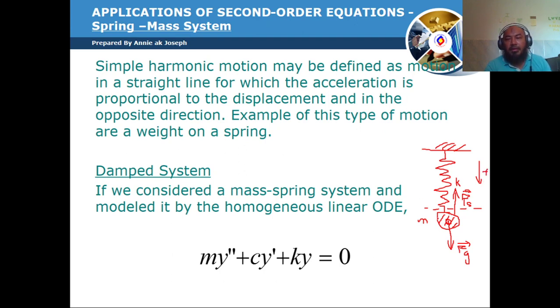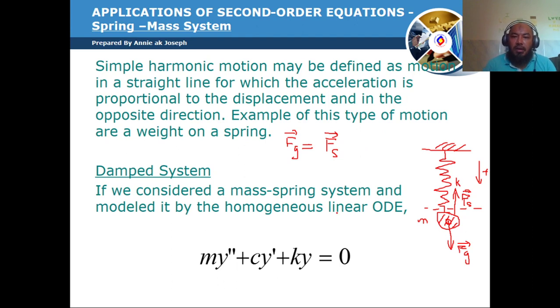So this is the two-force system, and let's say we take the positive direction as downward, according to the spring extension. Okay, so we will have Fg, correct? Fg is equal to Fs according to Newton's second law, right?